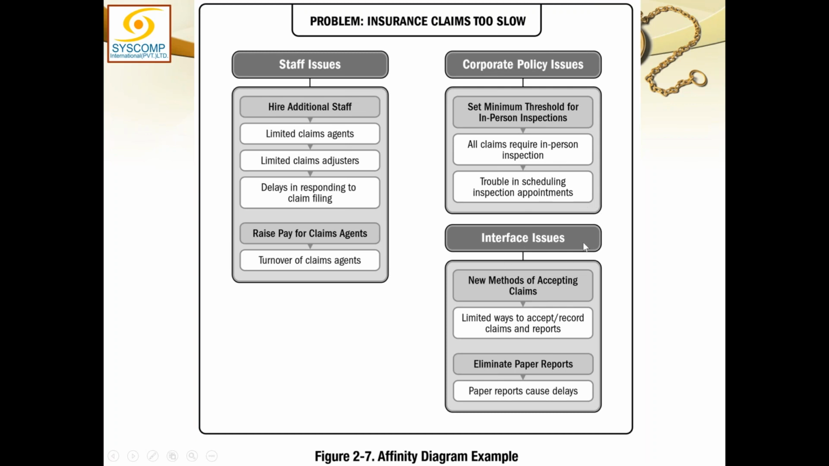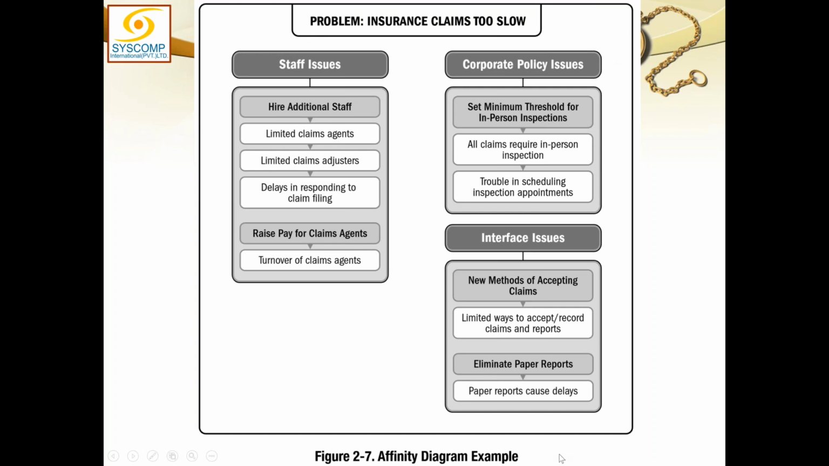As far as interface issues are concerned, new methods of accepting claims. These will solve the limited ways of accepting these claims. Eliminated paper reports will solve the paper report cause delays. So the previous diagram we created, actually we have refined it into this form. And the gray are the solutions. This is what we want to do. And they will address these areas. So this is how we can create an affinity diagram.